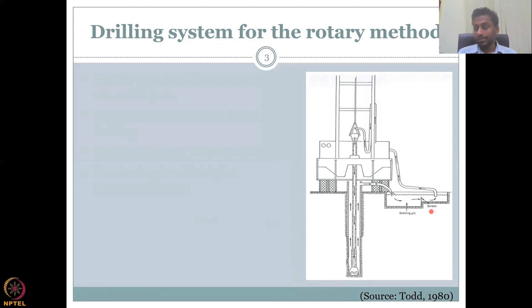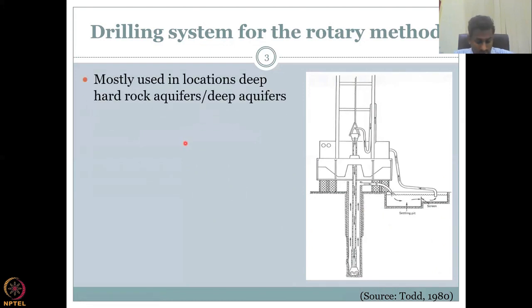But most importantly, what you see here is the drilling system for the rotary method, wherein mostly it is used in the hard rock aquifers or deep aquifers, which contribute to most of the aquifer system in India. Initially, these trucks were very expensive to get to your location. So they would charge 1 lakh because the truck is big and it has to go through different paths to come to your location, and then you drill it.